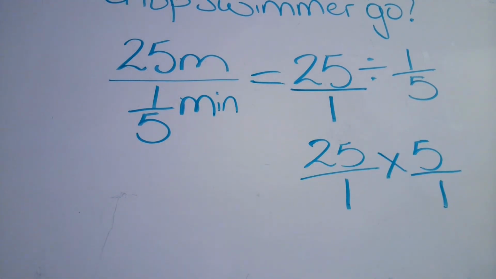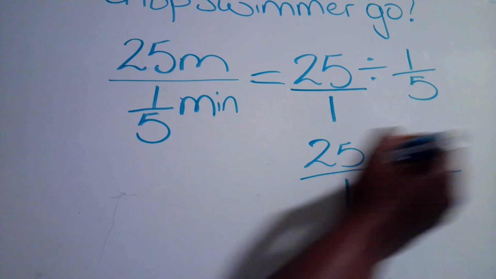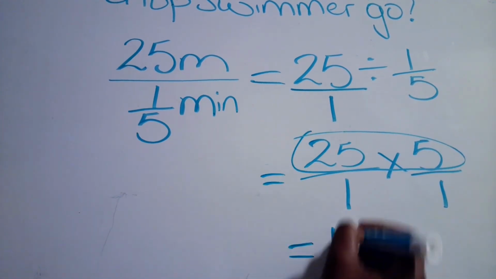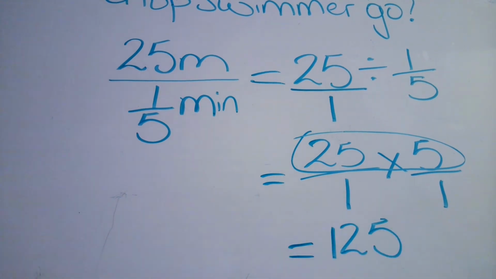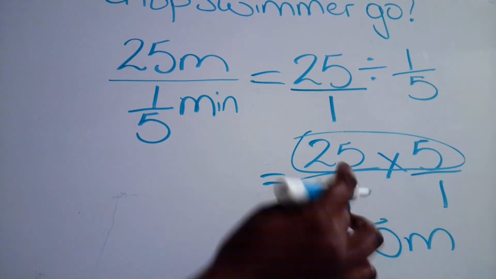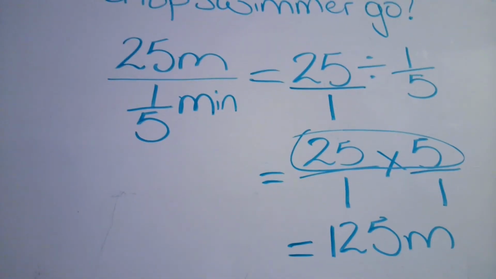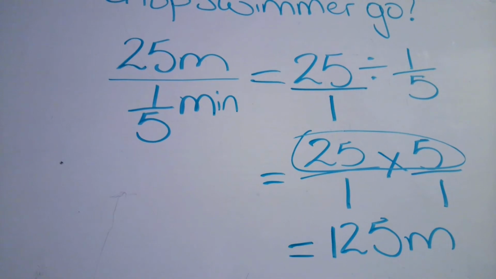25 times 5, we multiply straight across. So 25 times 5 gives us 125 meters. 1 times 1 gives us 1. So it's the same thing, 125 meters. Once you know the one that you want to be the unit rate, or you want to be 1, that's the one that goes in the denominator, and the other one goes in the numerator. I'm going to try another question so you can see what I'm talking about.